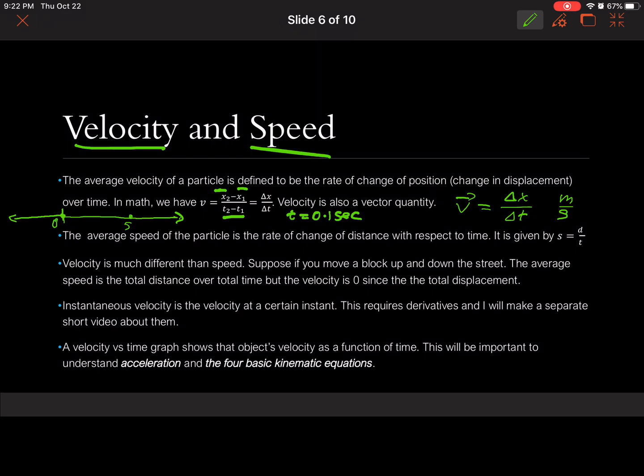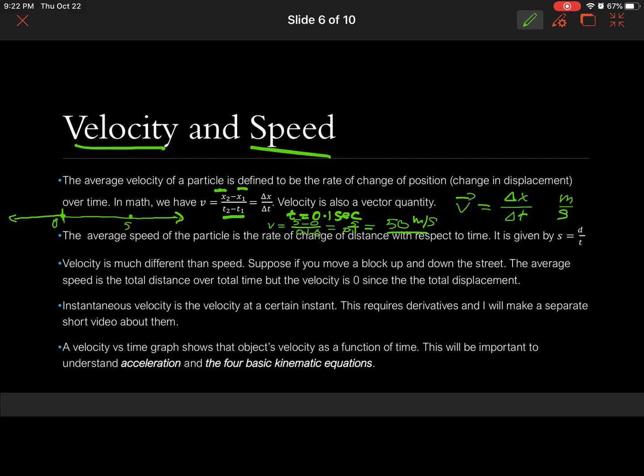So the velocity here would be change in position, which would be 5 minus 0. The change in time is just 0.1 minus 0. So that's 5 over 0.1. That's 50 meters per second, which is very fast. 50 meters per second is around, I think, 180 kilometers an hour, which is actually much faster than a cheetah. It's actually like race car speed, but we're not doing biology here.